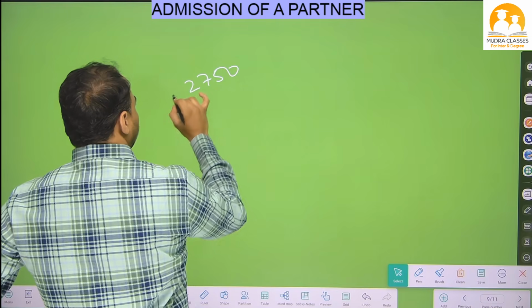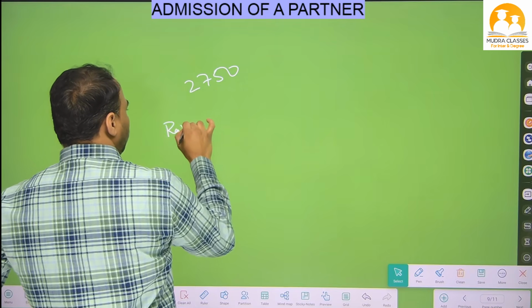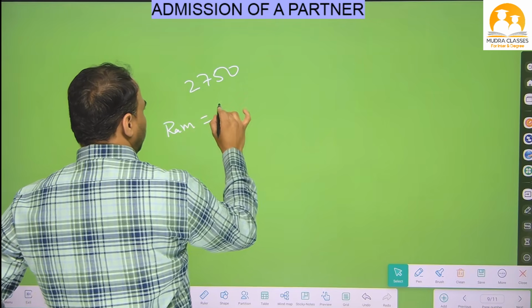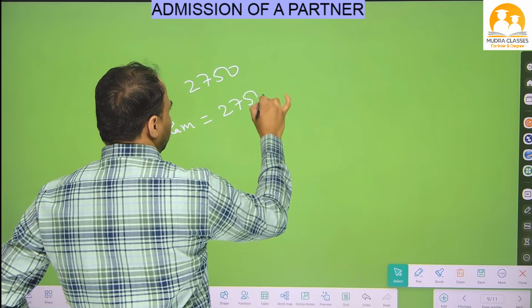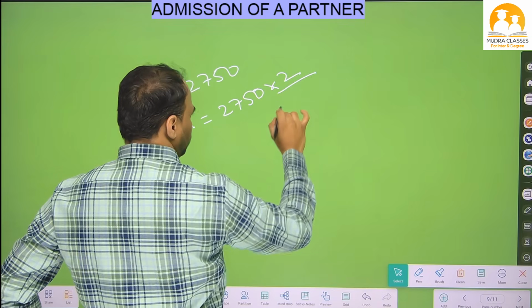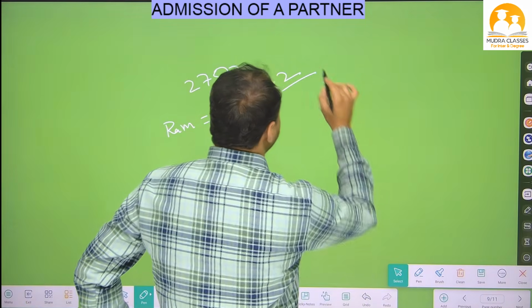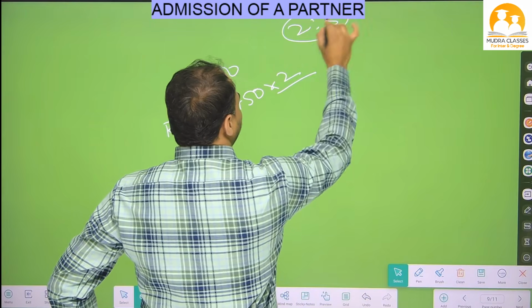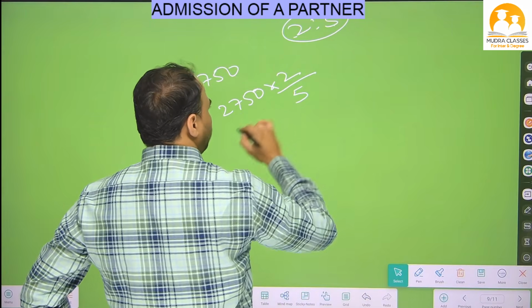So see, 2750 I will distribute to first Ram. What is the Ram ratio? 2. So 2750 into Ram ratio is 2. Okay, total Ram and Rahim ratio, this is the 2:3 ratio. 2 plus 3 how much? 5, divided by 5 we have to do.